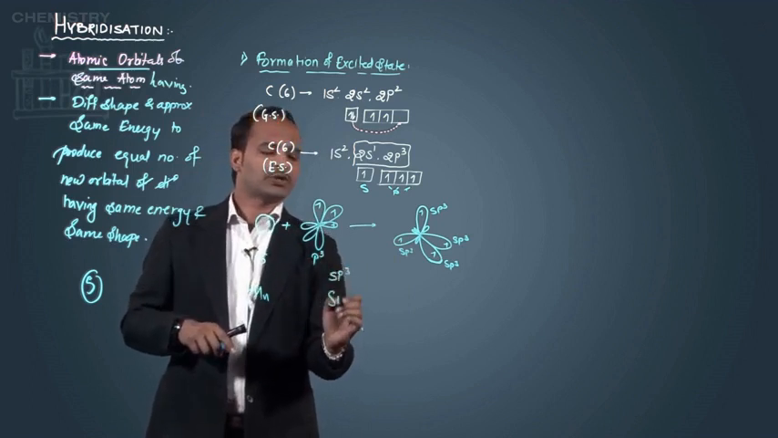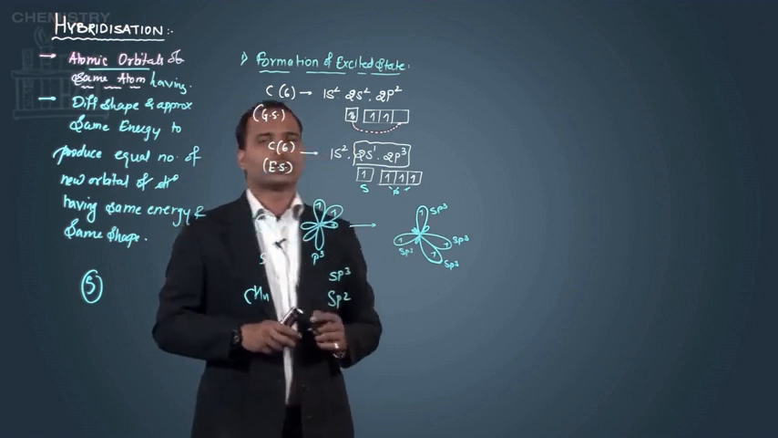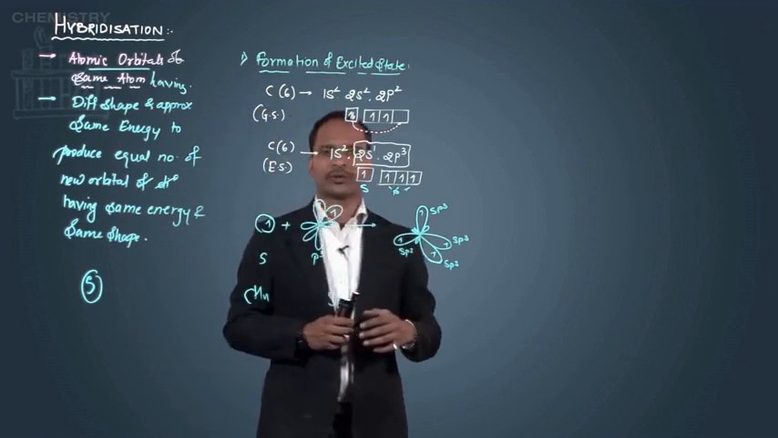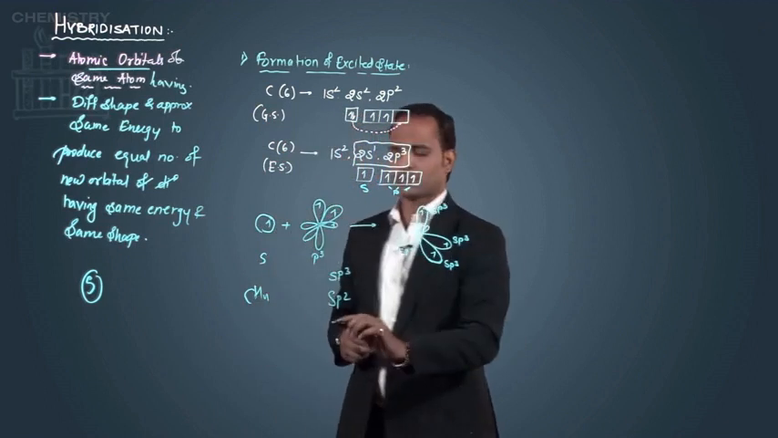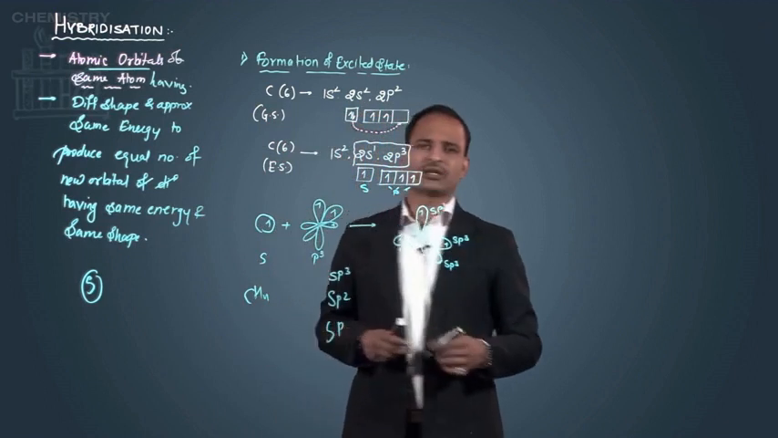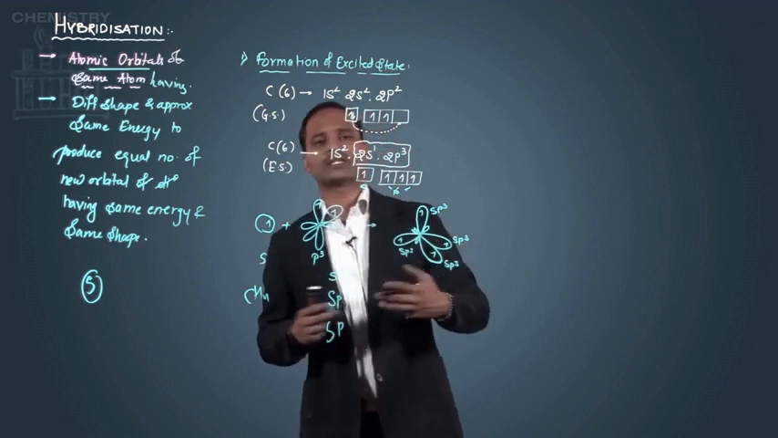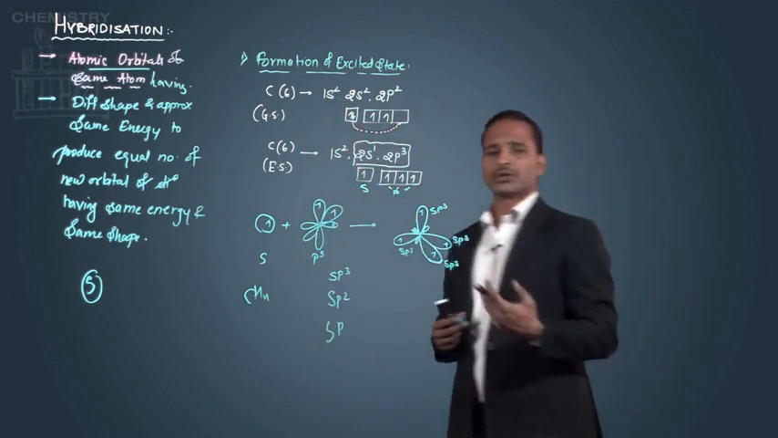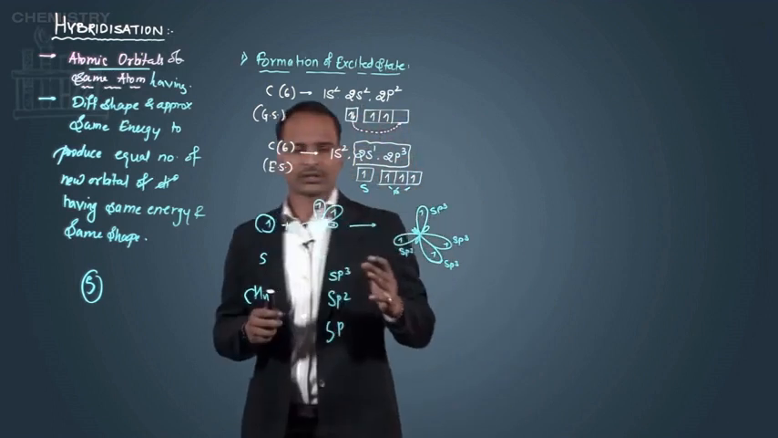Then we have sp2 orbitals. What is sp2? The name itself says that one s orbital and two p orbitals undergo the mixing and recasting process. Similarly, we have sp, and similarly sp3d, sp3d2, sp3d3, etc. So this is how the hybridization occurs.